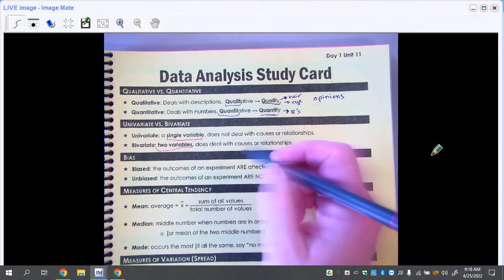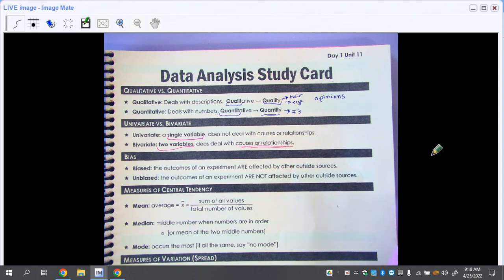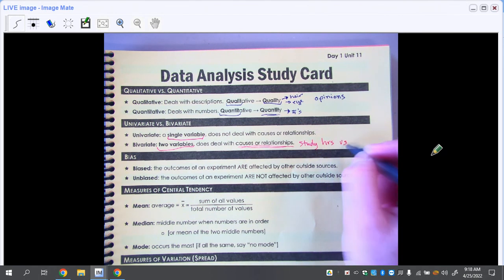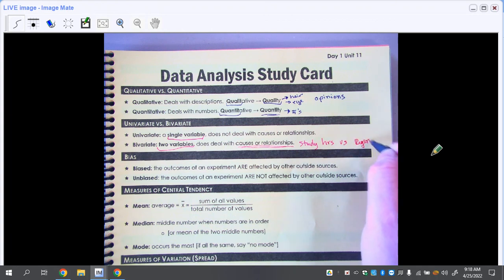Bivariate means you're looking at two. You're trying to find some kind of relationship. So for example, study hours versus Regents score. That would be bivariate data. So you're comparing how long they studied for versus how they performed on the test. So two pieces of information. A lot of times your hint is you see the word "and" in there somewhere. So they mention this and that. Whereas your single variate, it doesn't do that. You just have one piece of information.